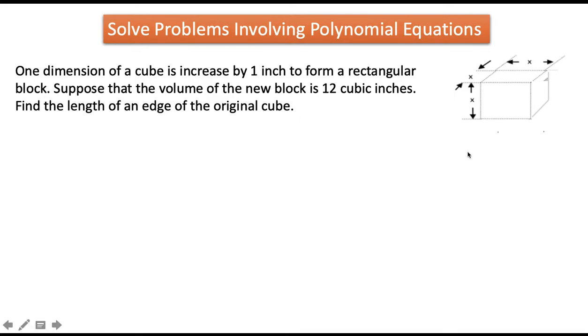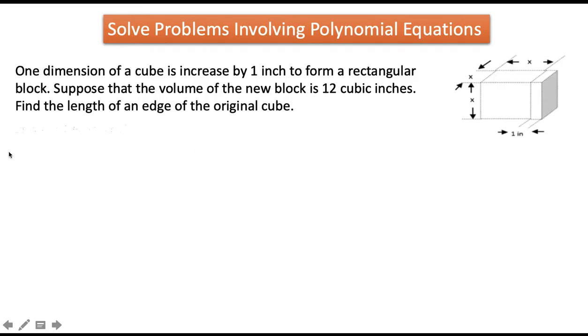One dimension of a cube is increased by 1 inch to form a rectangular block. Suppose that the volume of the new block is 12 cubic inches. Find the length of an edge of the original cube.